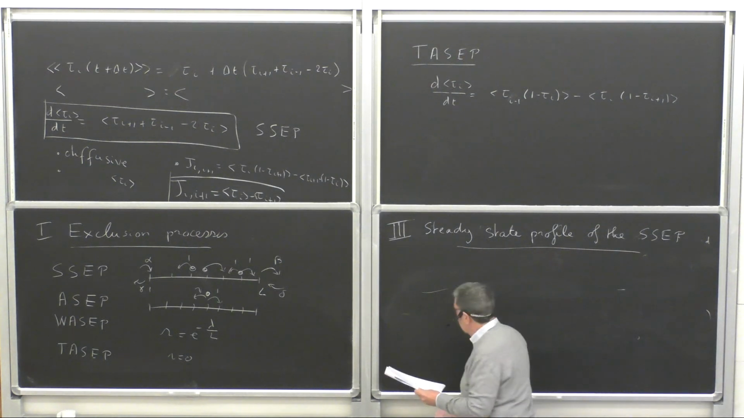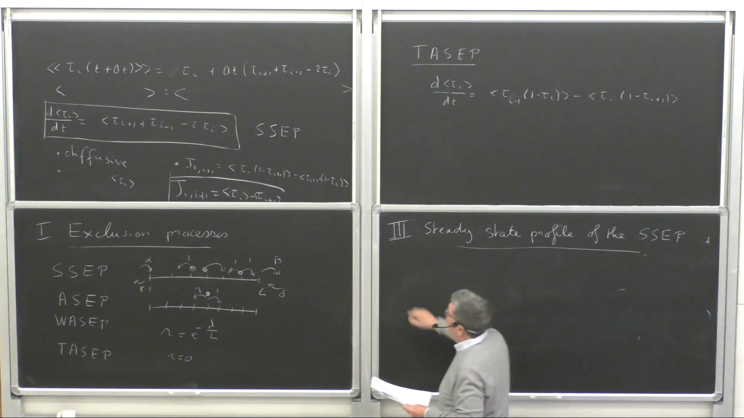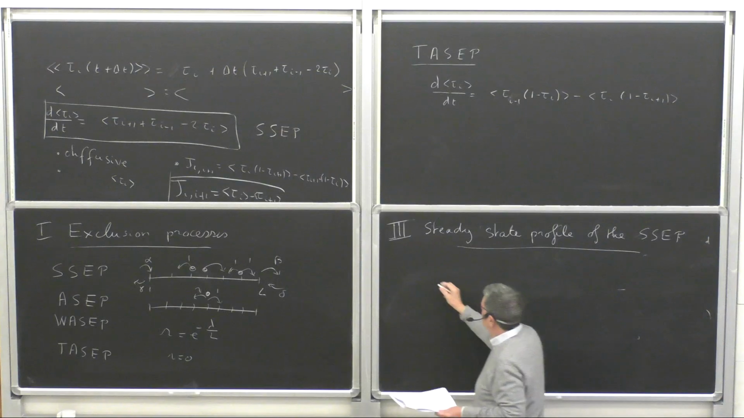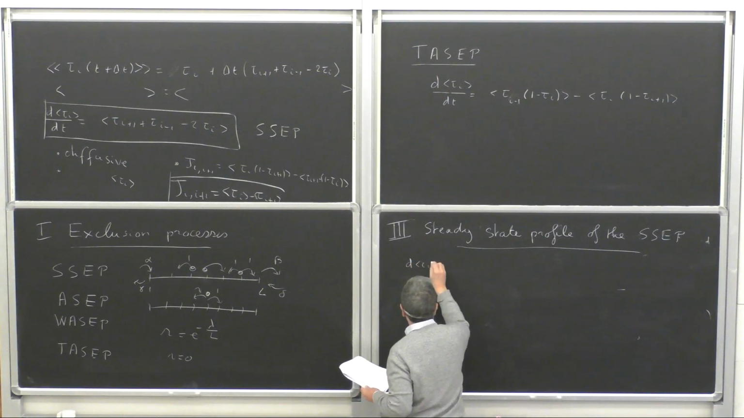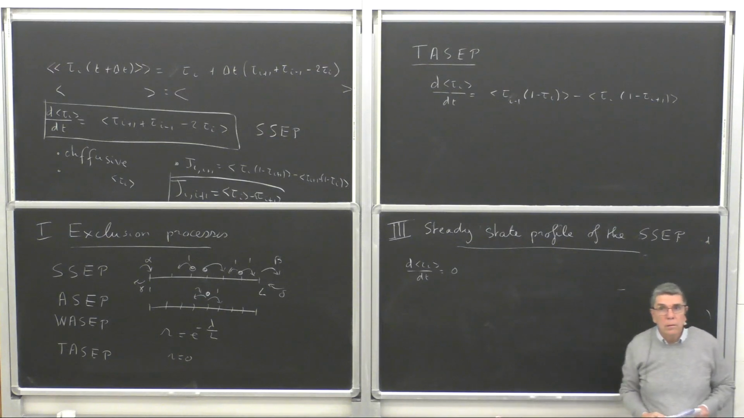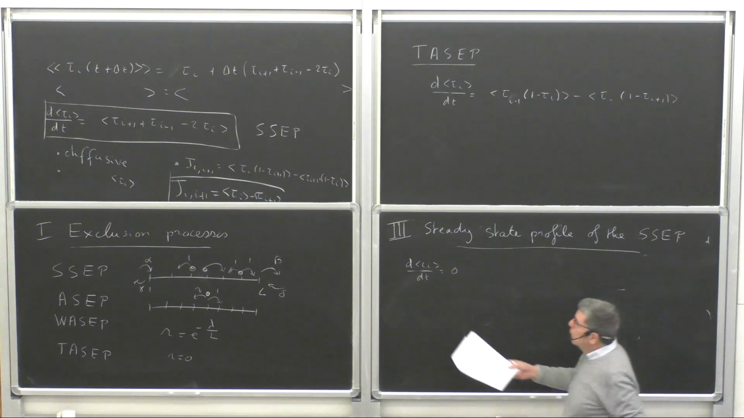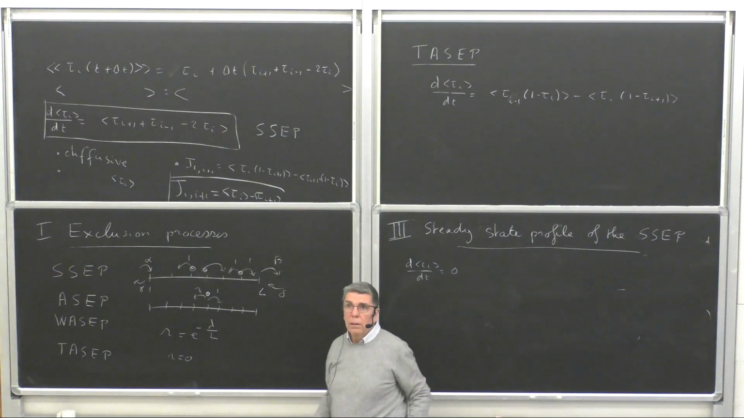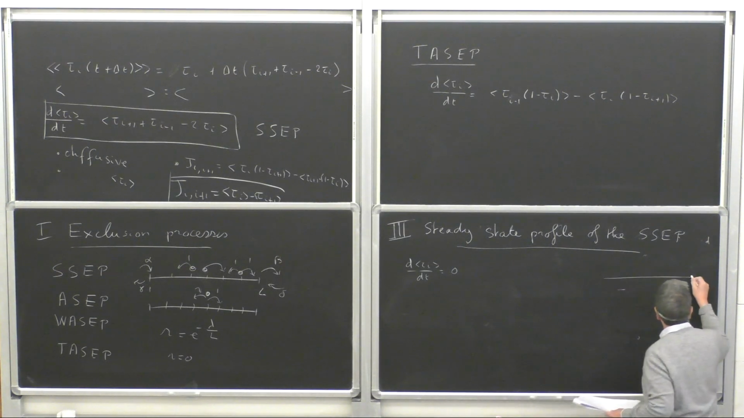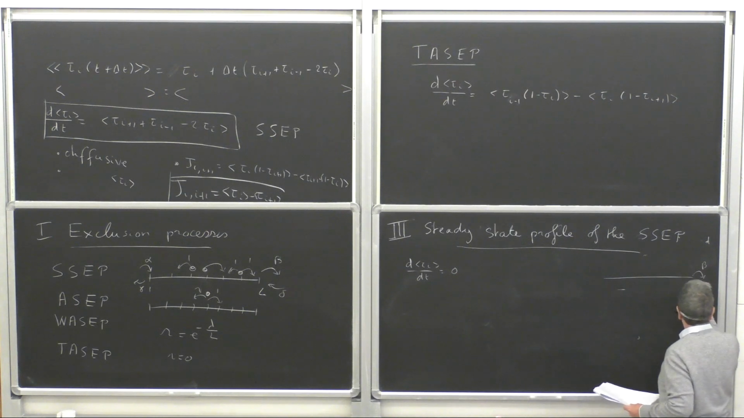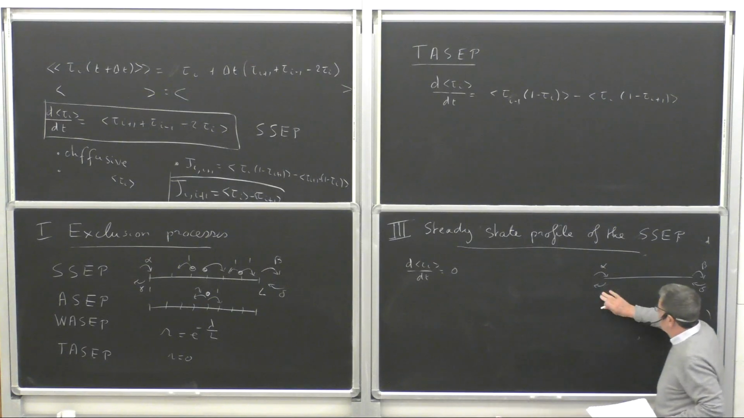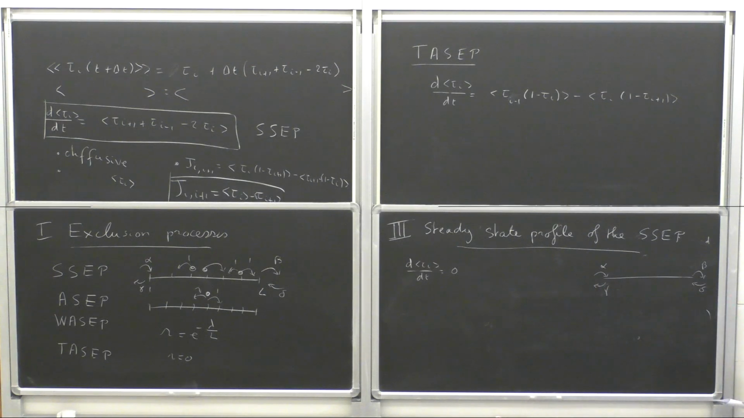Okay, so steady state, you see I already have the equation here, and in the steady state, this means that dτ_i/dt is 0. The system reaches the steady state. Now, what I wrote here is the evolution in the bulk, but you remember I have rates beta, delta on the right side, and alpha, gamma on the left.